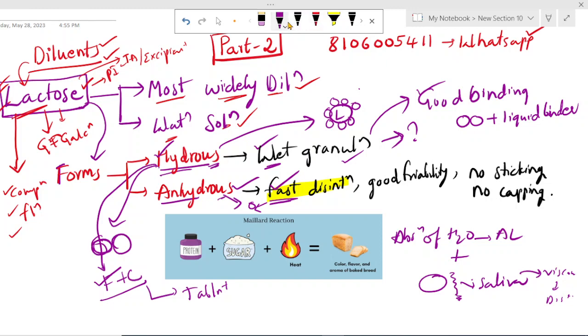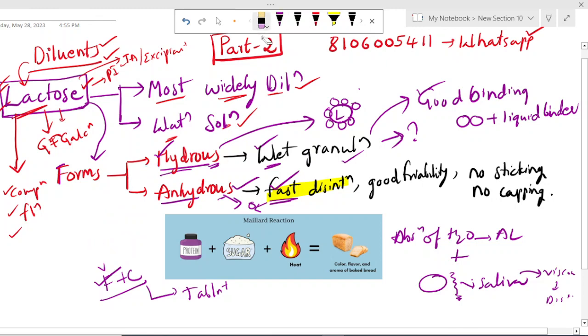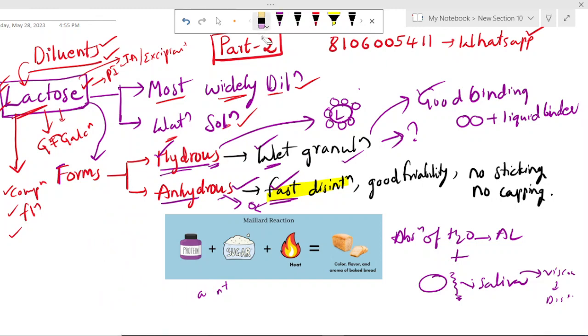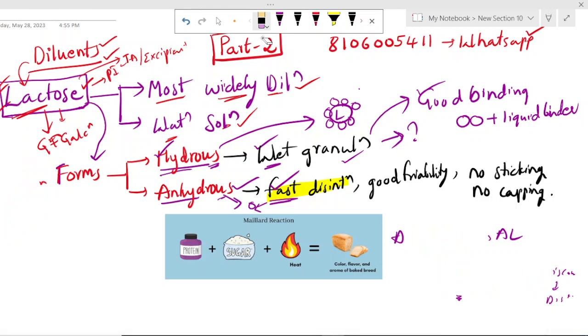I will rub this. Wait a minute. It is eraser. Okay, I will rub. Now I'm getting space so that I can explain in better way.